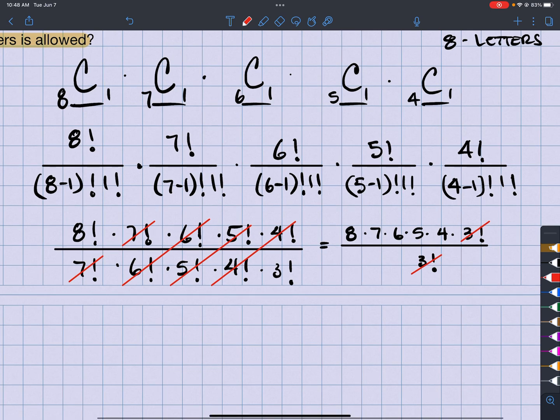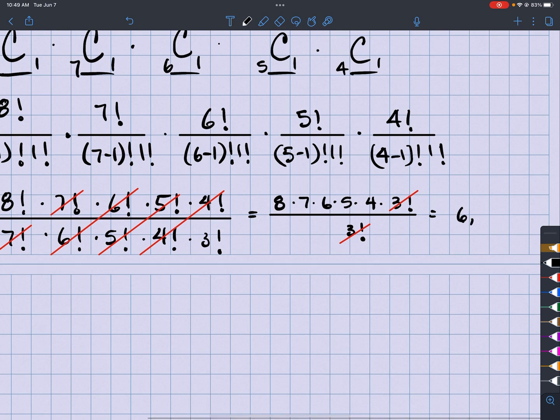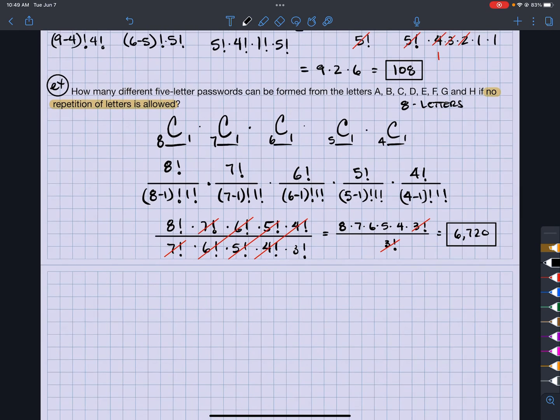So what I need to know is, what does 8 times 7 times 6 times 5 times 4 equal? And that's going to be 6,720 possible passwords I can do. All right? And there we go.